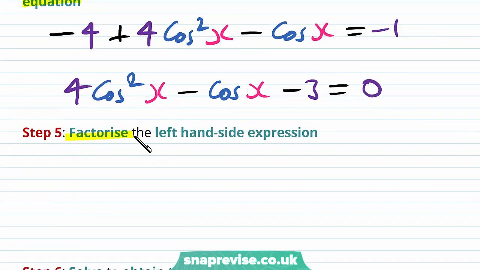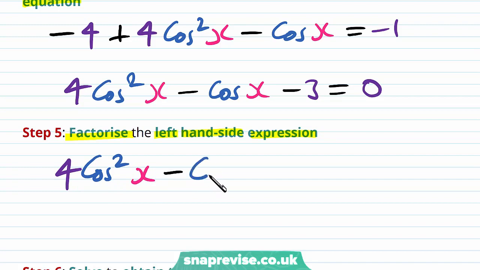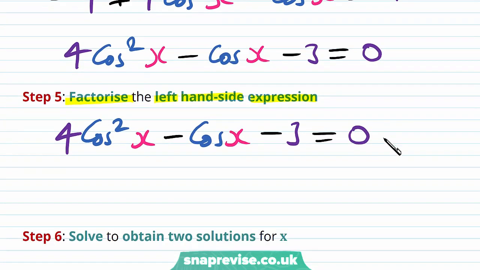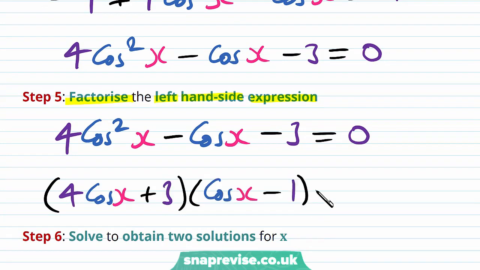Our fifth step is to factorise the left-hand side expression. We could use the quadratic equation, but in this case we can factorise, and so we get the following. Our equation is 4 lots of cos squared of x minus cos of x minus 3 is equal to 0. And we can factorise this as 4 cos x plus 3 multiplied by cos x minus 1. And this is equal to 0.